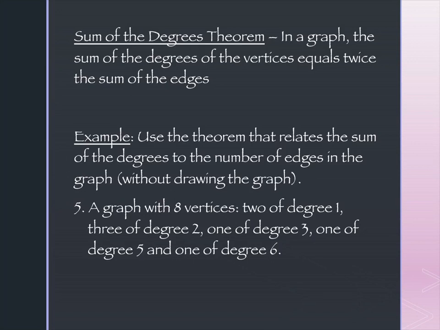So we're going to encounter a few theorems along the way. Here's our first one. This is the sum of the degrees theorem. It says that in a graph, the sum of the degrees of the vertices equals twice the sum of the edges. And the first example we're going to do with this is actually not example 5. So jot that down, and then we're going to flip back to a previous picture that we had seen.